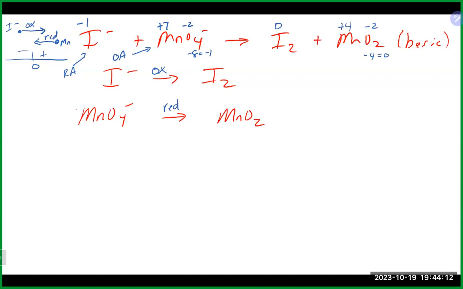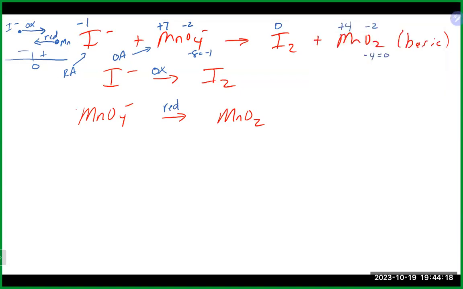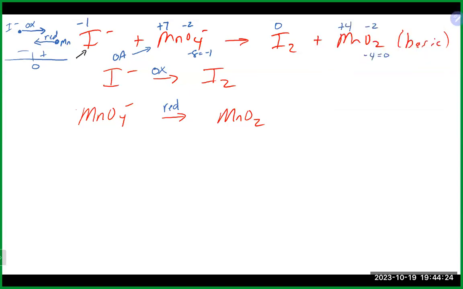All right, so now that we know what everybody is doing here, the next thing you want to do after you split it off is balance all the elements except for oxygen and hydrogen. In this case, we do need to do that with the first one. We just need to put a 2 in front of the I to give us 2 I's on each side. Again, the ultimate goal when you balance these is for them to be balanced like a normal equation, that you have the same number of elements on each side, and that the overall charge on each side is the same. In terms of the bottom one, we do not need to put a coefficient because we have one Mn on the left and one on the right.